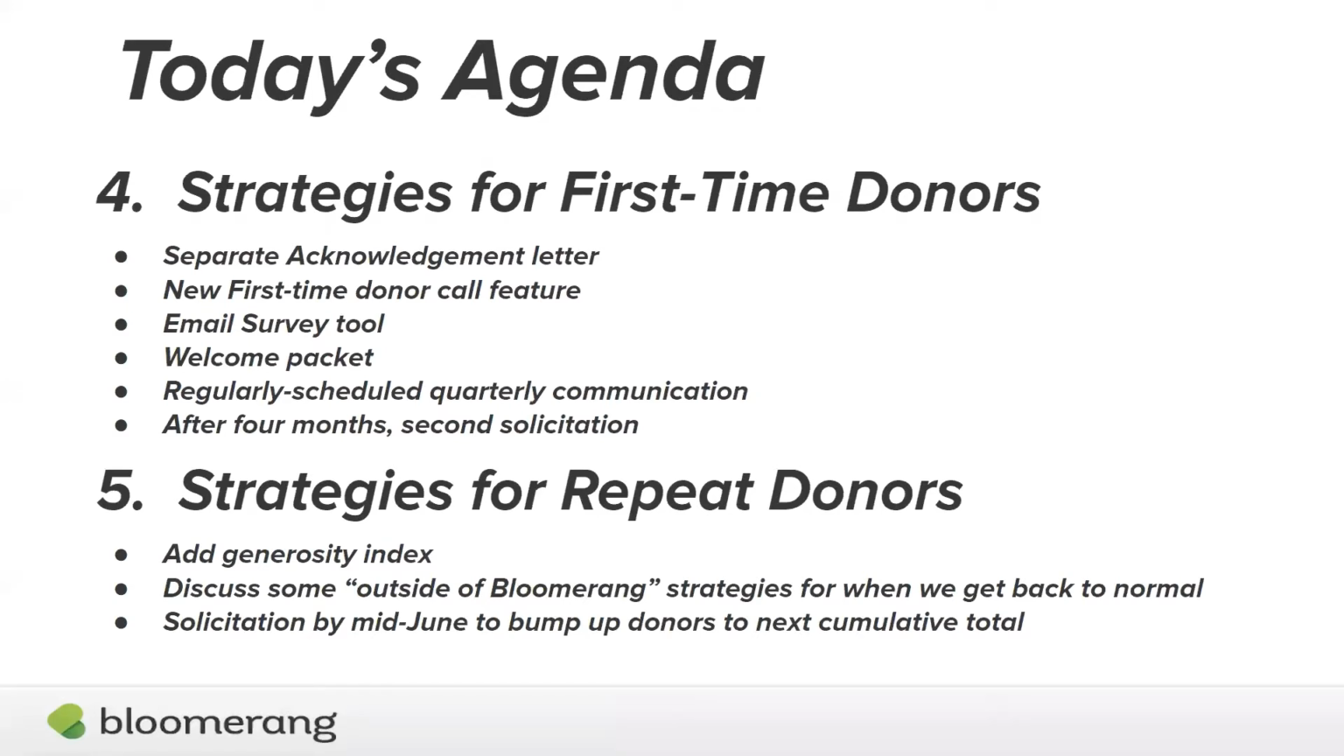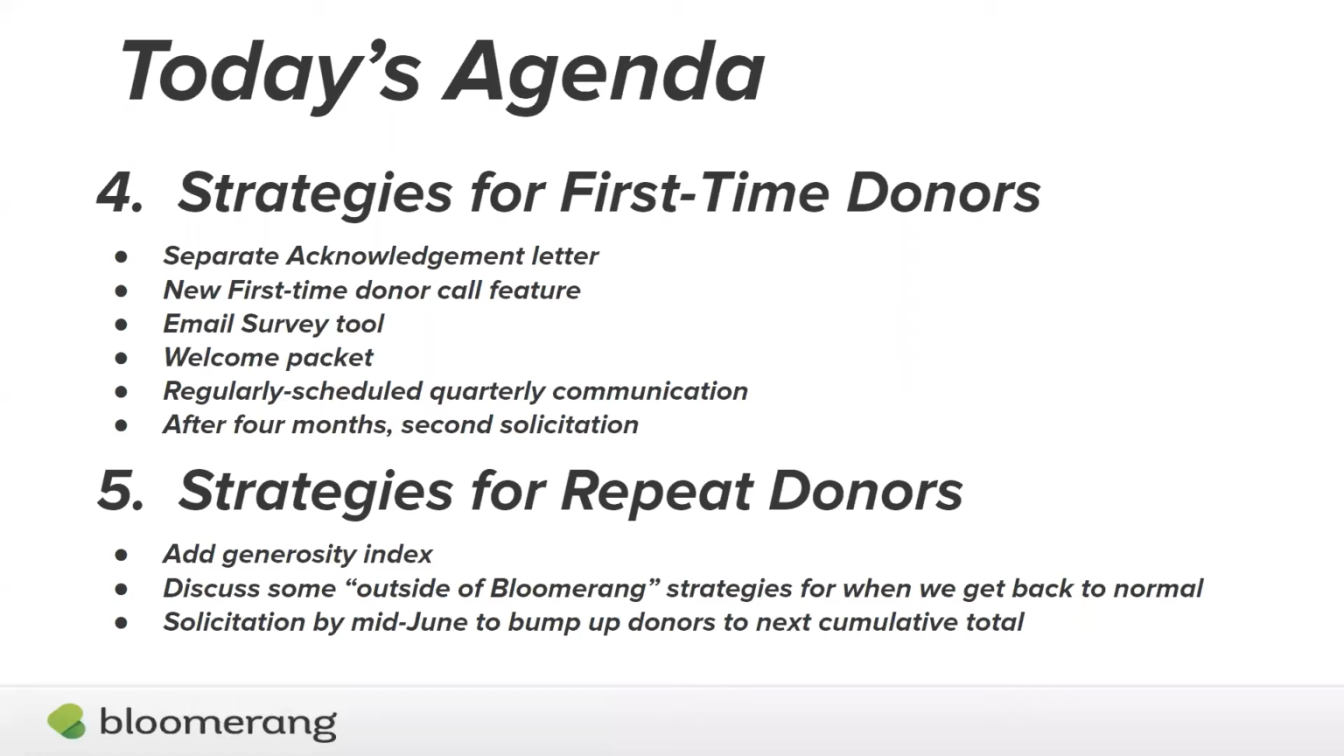And then step 5, we're going to take a look at that third report that we ran earlier in the session, making sure that the generosity index is on this list of repeat donors who are upgrades. Quickly discuss some things. They're not necessarily Bloomerang strategies. They're just some good advice for things to do en masse with some of these folks, for when we can get back to face-to-face fundraising.